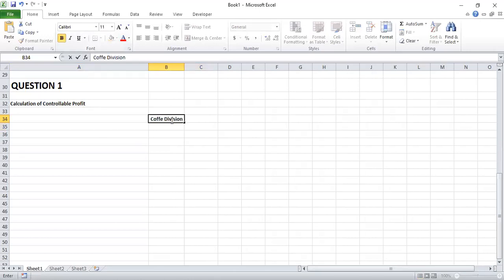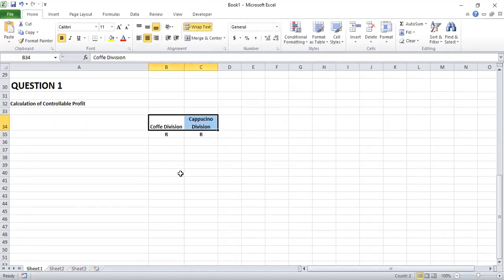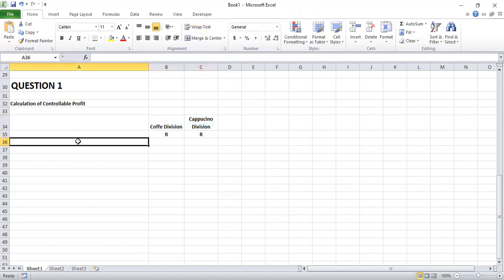We have the coffee division and the cappuccino division. Right. So we'll start with the net income that they already have.